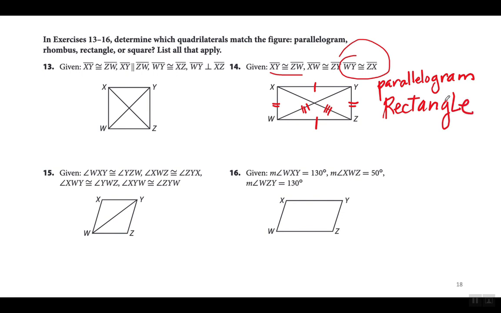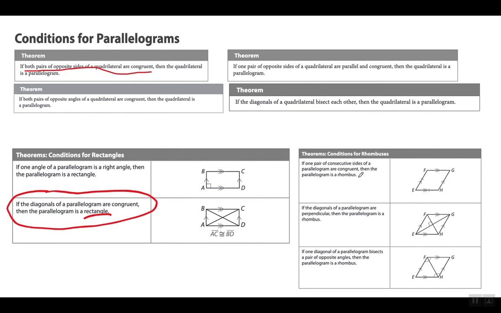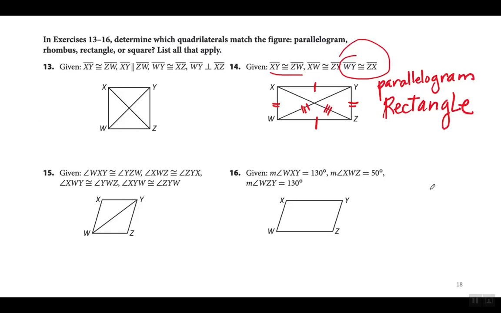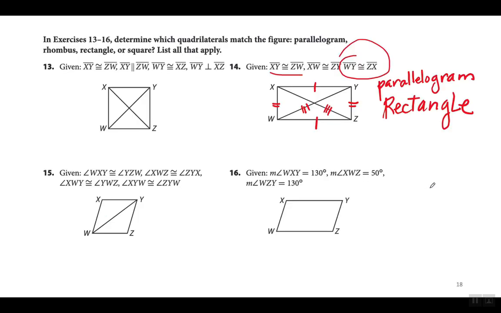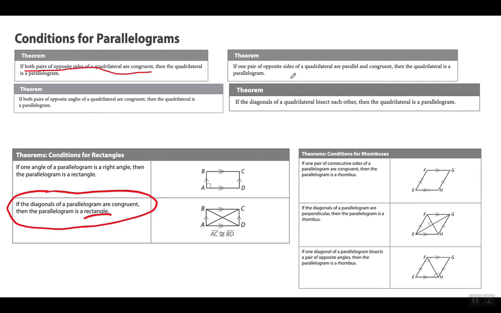Okay, now let's check if it's a rhombus. Vamos a chequear si es un rombo. Okay, to be a rhombus, one pair of consecutive sides of a parallelogram must be congruent, then the parallelogram is a rhombus. Okay, no, because consecutive sides are not congruent. Like this side is congruent to this one, but not congruent to the one next to it. All right, so that condition does not apply.